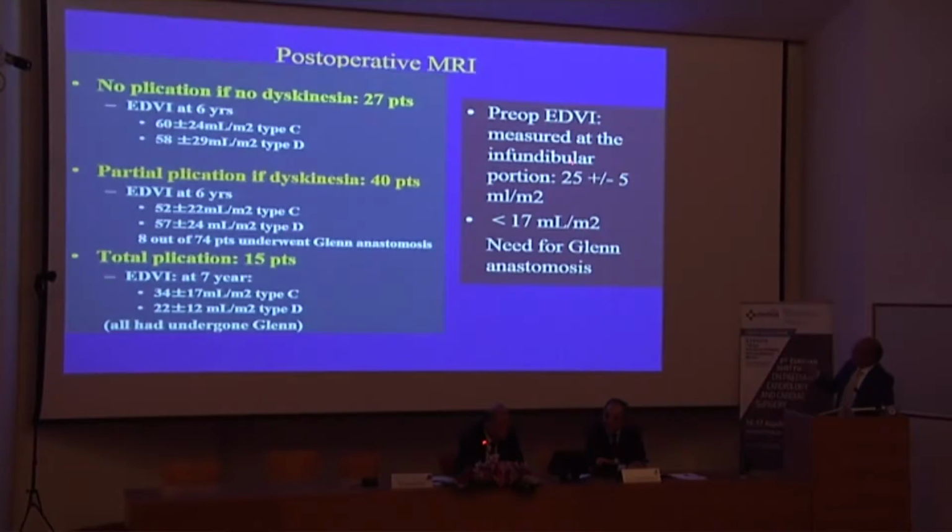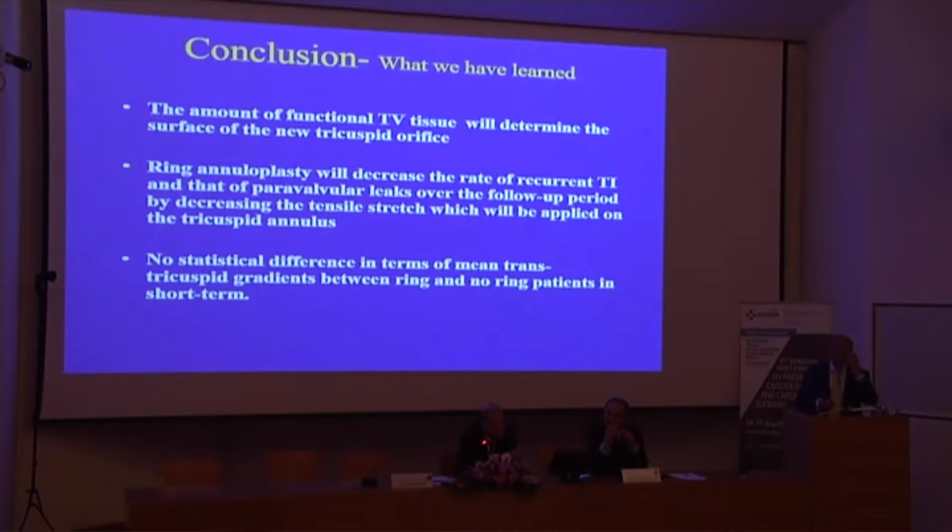The pre-op end-diastolic volume we measure at the infundibular portion for type C and D is usually 25 millimeters. And finally, I have a cutoff value now. In cases in which the pre-op end-diastolic volume index is less than 17, I know that I will be obliged to do an associated Glenn anastomosis. And for this, again, is the important role which MRI plays in the decision-making process of these cases. Now, I don't want to prolong because I don't have time.